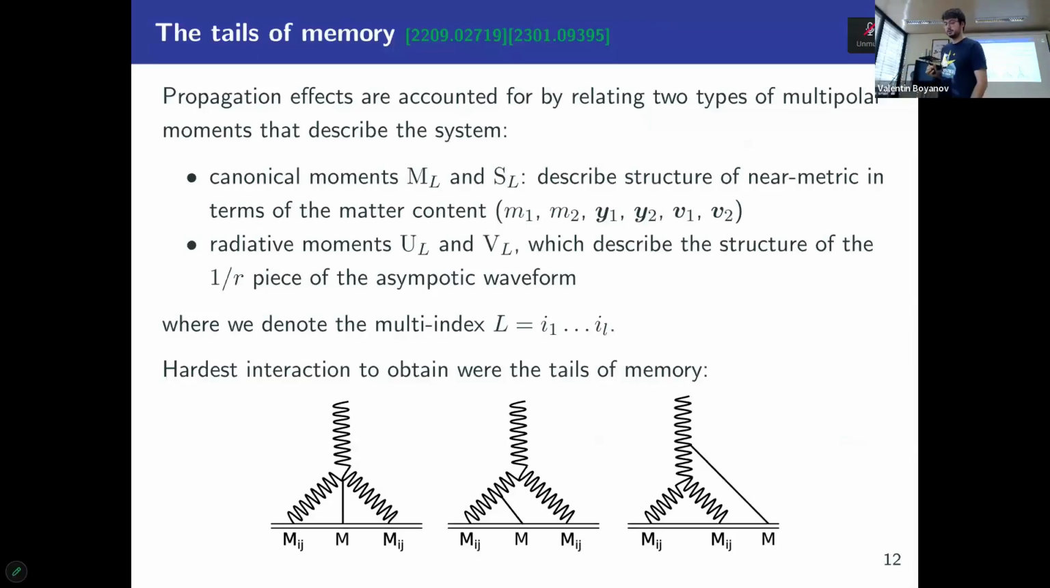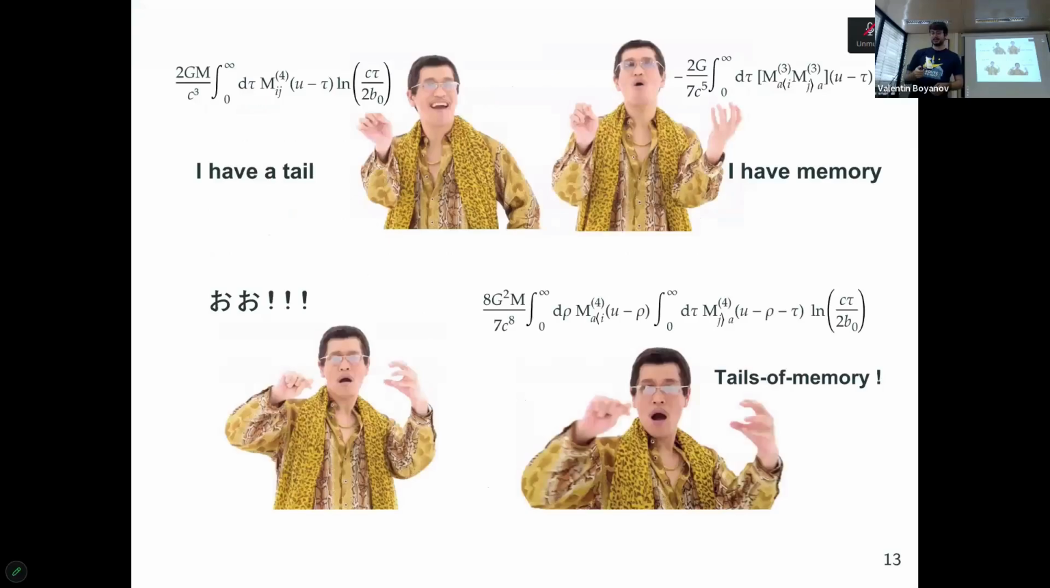So how can you see this another way? Basically, these propagation effects, we account for them by relating two types of multipolar moments. You have the canonical moments, which basically account for what's happening in the near zone, how you have your binary, and these are given in terms of the binary variables. And then you have the radiative moments, which describe your field at infinity. And in between, you have some propagation effects. This is what we're trying to describe by relating the radiative moments to the canonical moments. At leading order it's the same thing up to time derivatives. And then you have nonlinear interactions that pop up. These were the tail of memory interactions. And maybe to show you in one slide what they are: you take tails, you take memory, put them together, you get tails of memory.